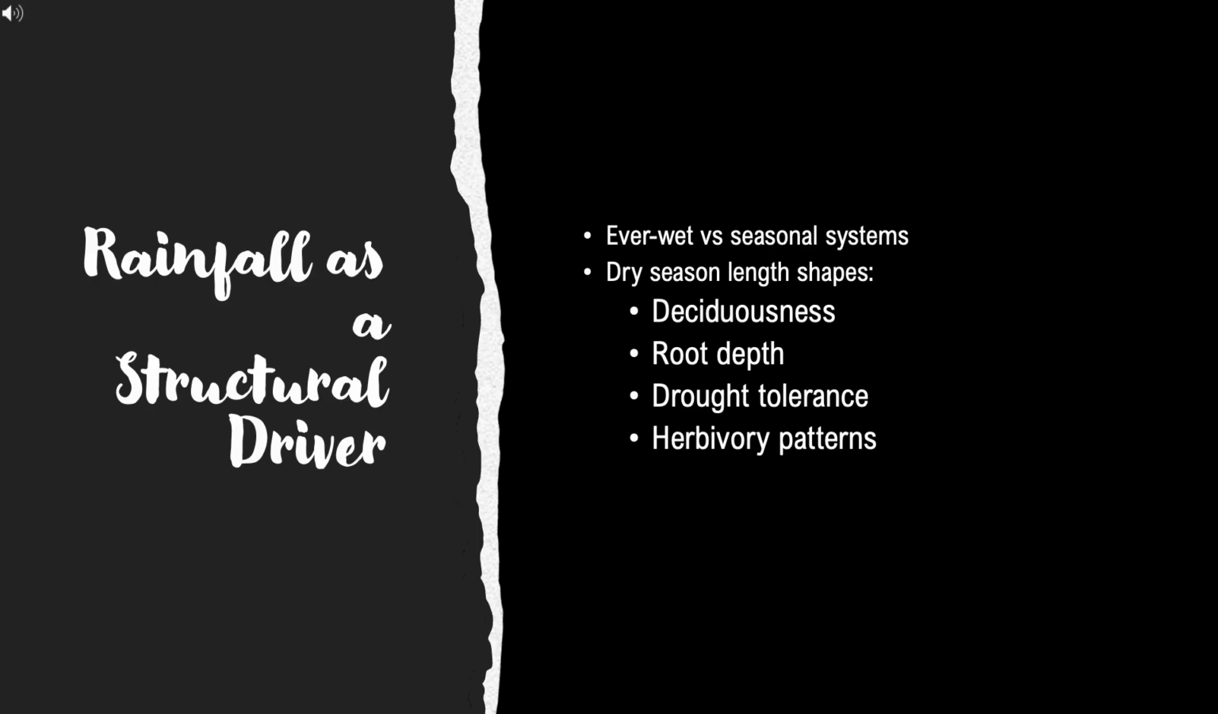In ever-wet systems, plants don't need strategies to cope with dry periods, so they tend to be evergreen, with continuous leaf turnover rather than synchronized leaf drop. But in seasonal systems, dry season length shapes almost everything. Trees evolve deciduousness, dropping their leaves during drought to reduce water loss, just like a temperate tree does in winter. Root systems grow deeper to tap groundwater during dry periods. Plants invest in denser, more drought-resistant tissues.